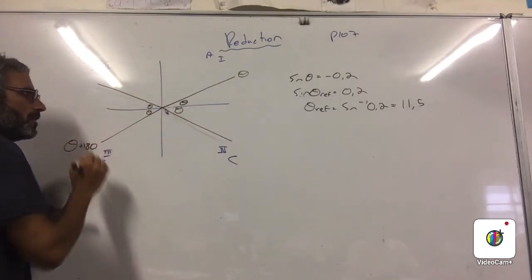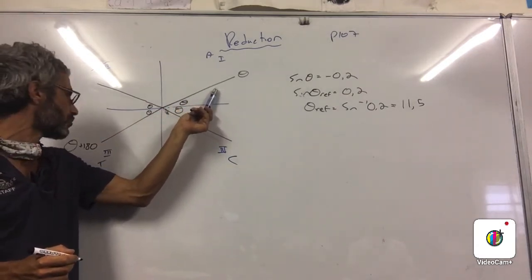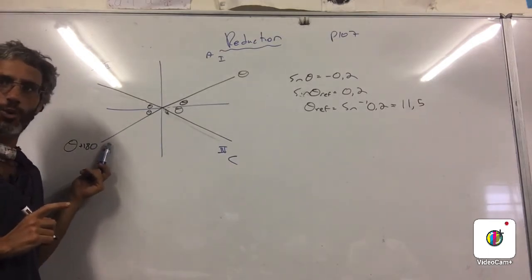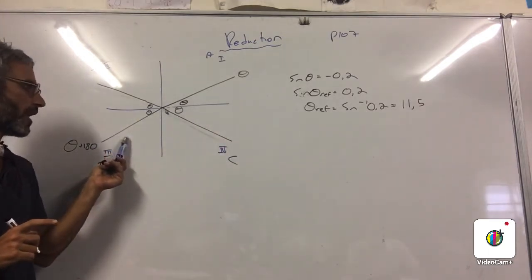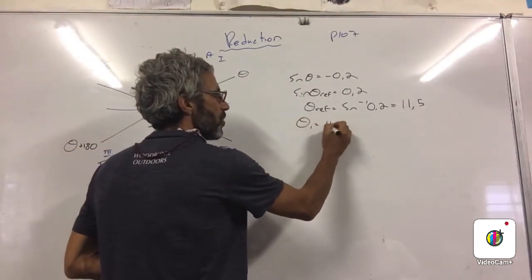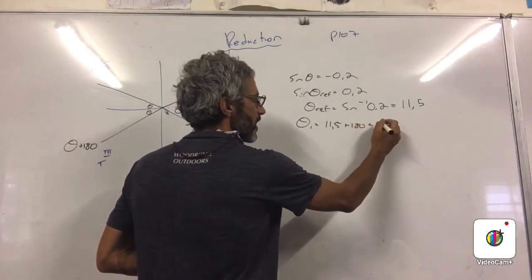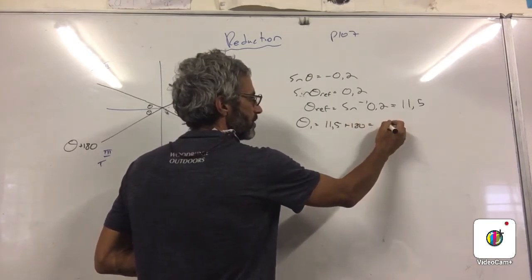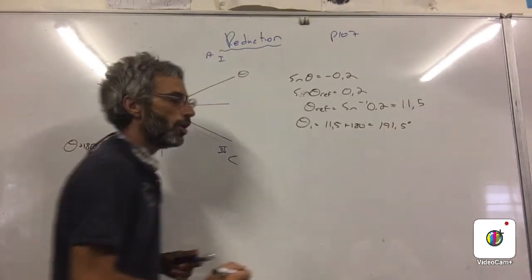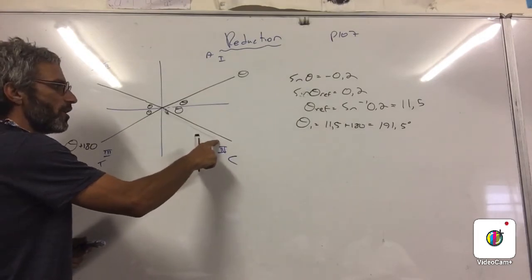If I want to go from the first quadrant, where I've got the reference angle, to the real answer, which lives in the third quadrant in this case, I need to add 180. So our first theta is 11,5 plus 180, which is 191,5. That's one angle. But we should have another answer here.